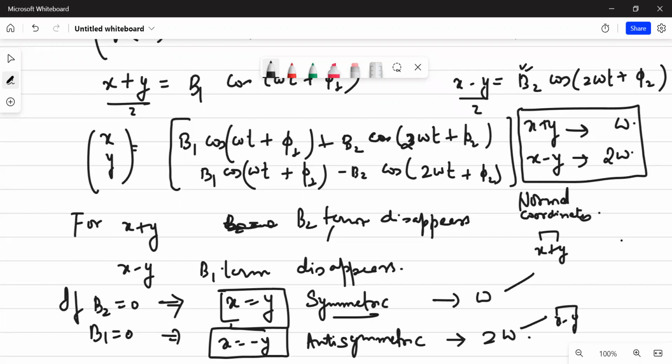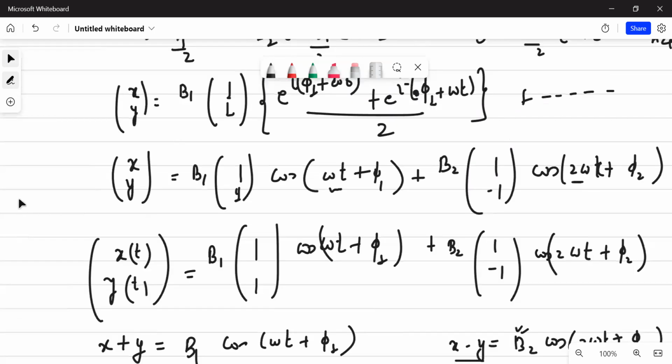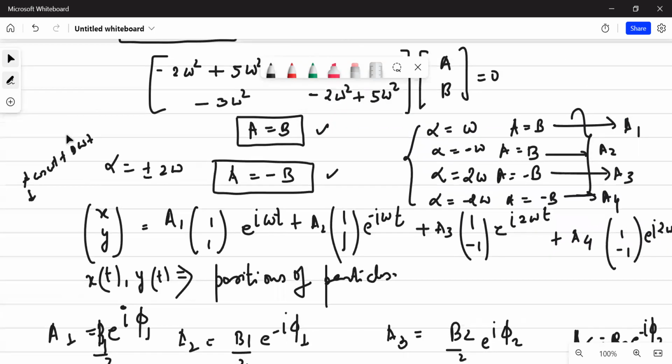Or you can label them by vectors also. The vectors would be (1, 1) and (1, minus 1). So this particular vector (1, 1), or you can say this normal coordinate, is oscillating with frequency omega, and this particular (1, minus 1) is oscillating with the frequency 2 omega. (1, minus 1) means your x is equal to minus y. We'll see all these physical interpretations as we go along, but understand this is how you decouple a coupled differential equation. This is the first lesson for the coupled oscillators.